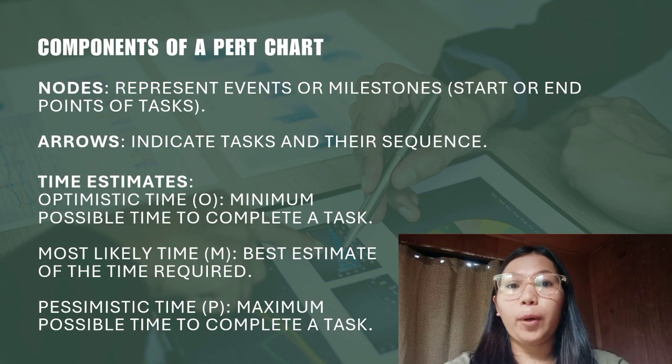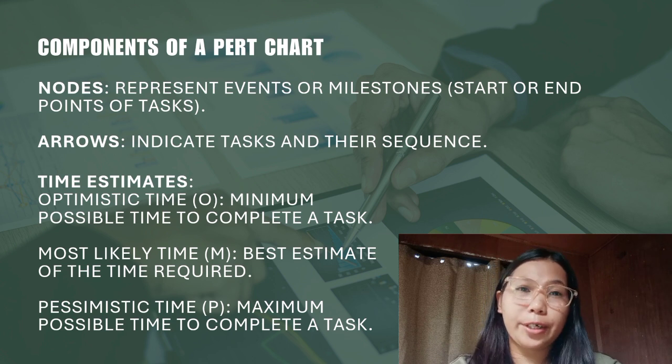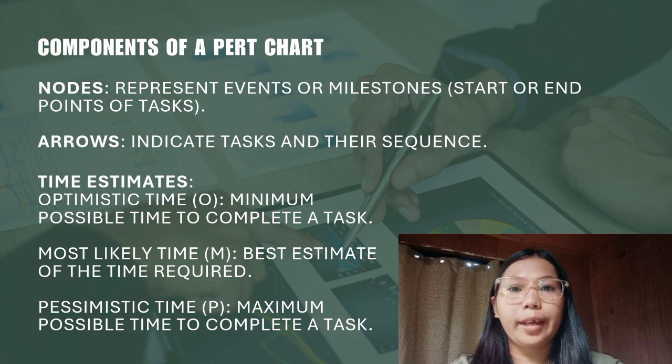Now there are components of a PERT chart. First, we have the nodes. It represents events or milestones or start or end points of tasks. These are circles or boxes. Next, we have the arrows. It indicates tasks and their sequence. Now these arrows are connected to the nodes, and each arrow represents a task and shows the order things need to be done.